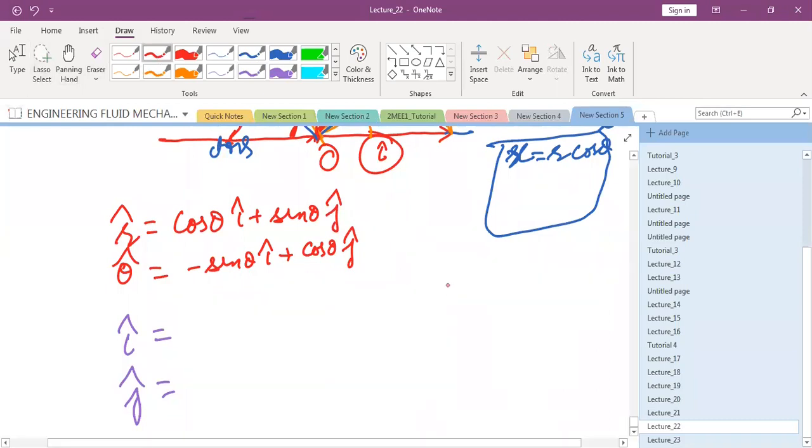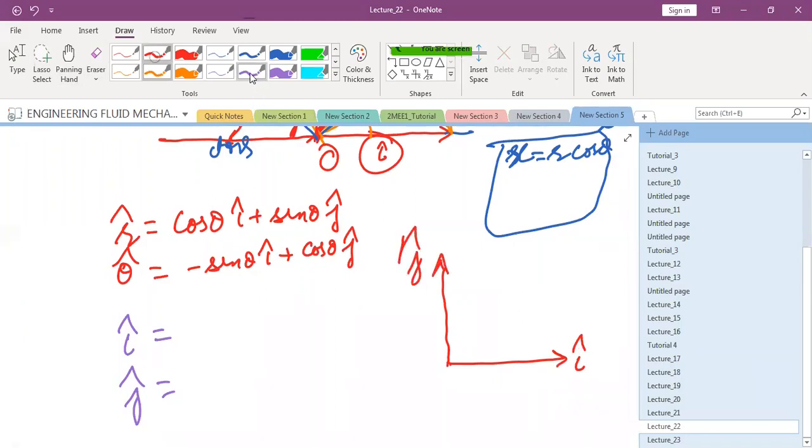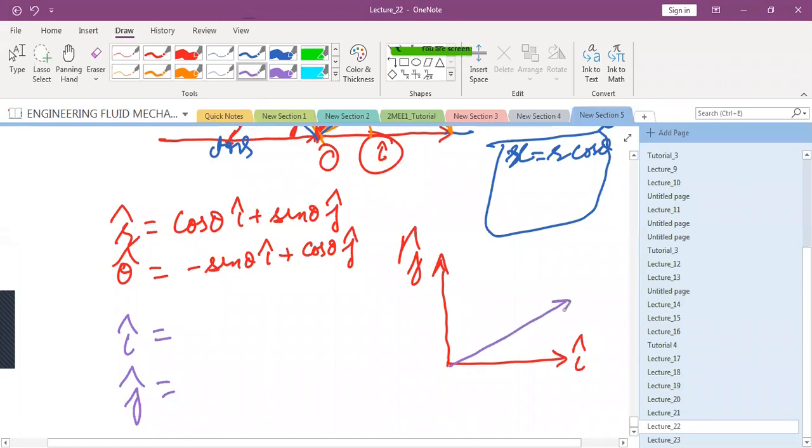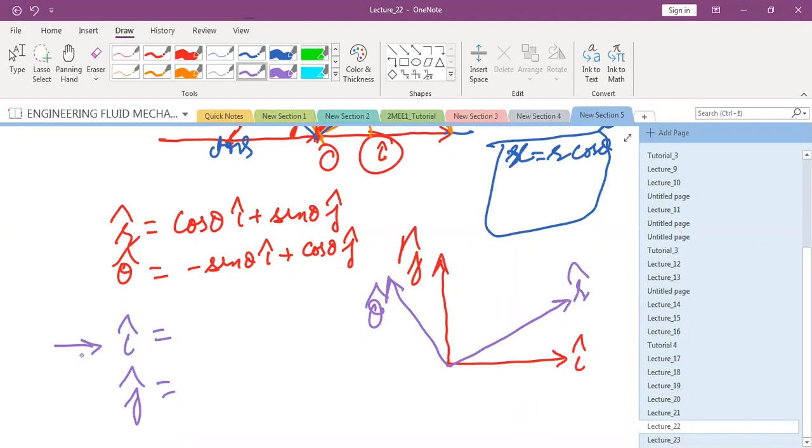I'm again drawing the figure here. This is I cap, this is J cap, this is R cap, and this is theta cap. Now I want to write down I cap in terms of R cap and theta cap. So what do you think now? What will I project onto what for the first case? R should vector project onto I first.